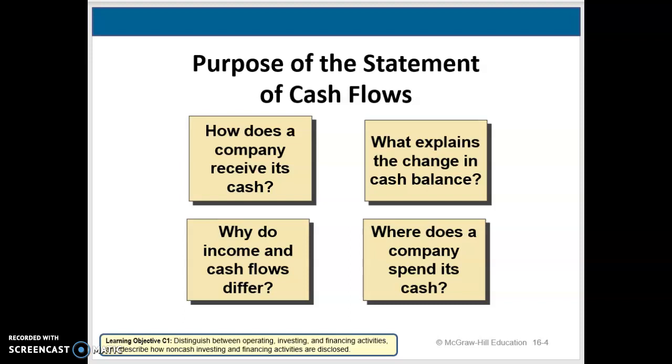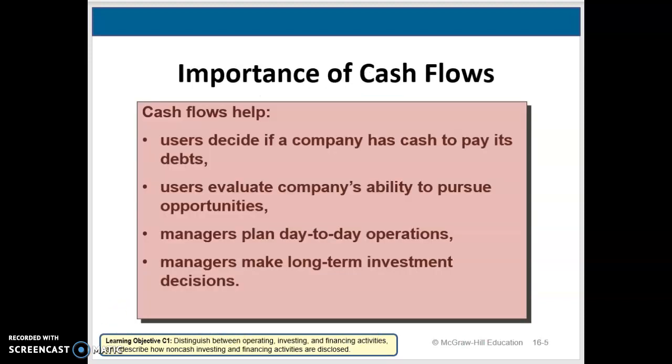So first, again, we see that there are three different sections, and we want to know, where does the company spend the cash? How do they receive their cash? Why is income different than cash flow? And they are different, so we're going to look at some of those. And then hopefully by looking at those, we're going to get some key insight into the statement of cash flows. So let's look at our next part.